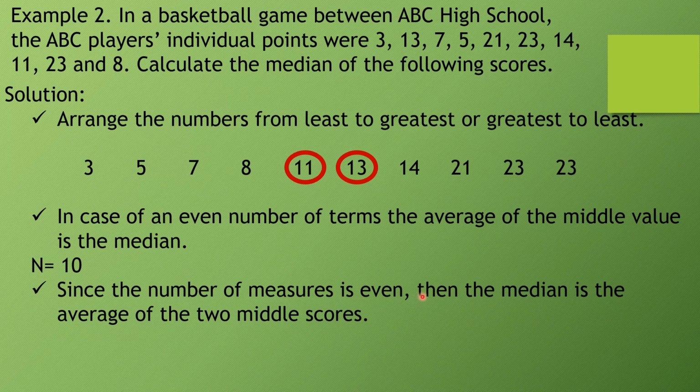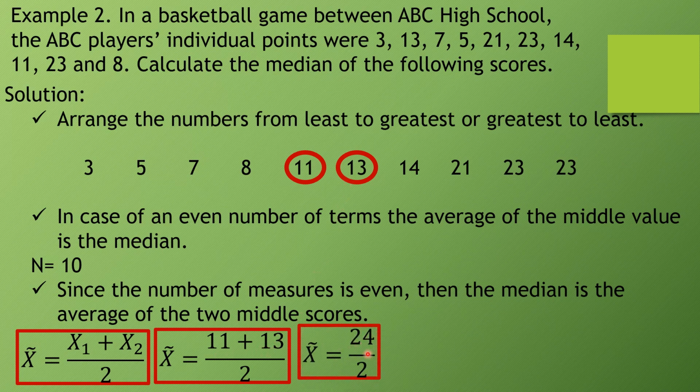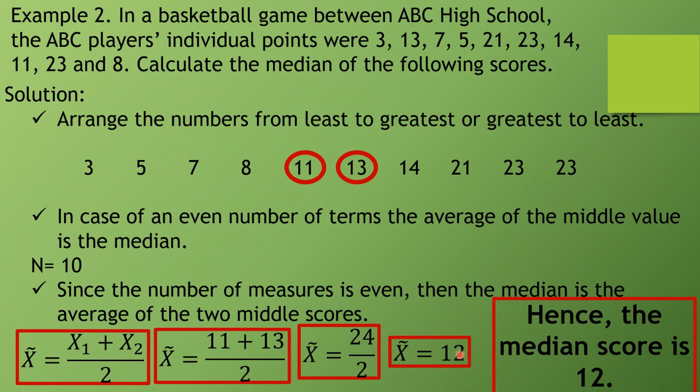Since the number of measures is even, then the median is the average of two middle scores. So we are going to use the formula x tilde is equal to x sub 1 plus x sub 2 divided by 2. Automatic kani si 2 is constant, dili siya pwede i-change, kay duha ra man jud atong i-divide. Atong i-add and then i-divide. So x sub 1 here is 11 and x sub 2 is 13. 11 plus 13, that is 24. Now, 24 divided by 2 is equal to 12. So our x tilde or our median is 12. So the median score is 12.